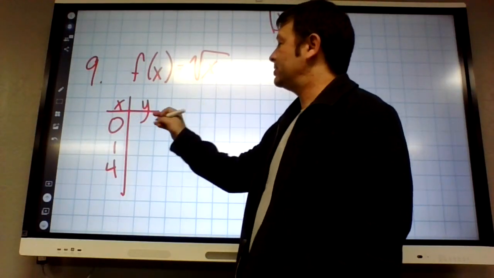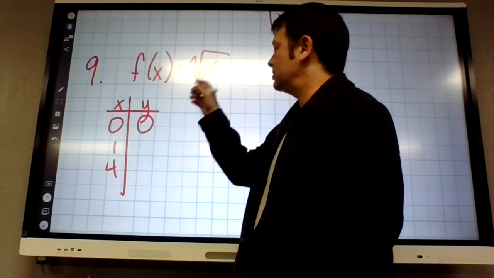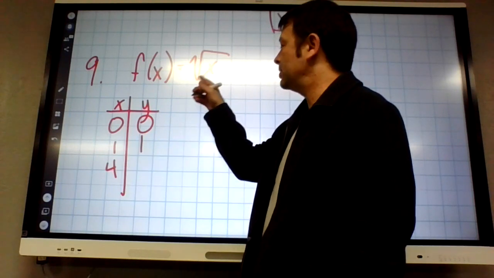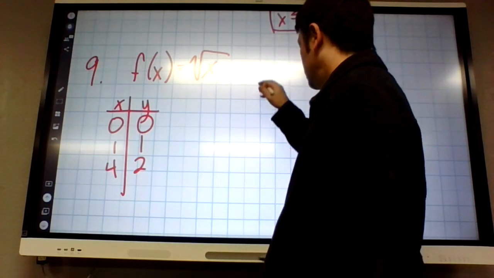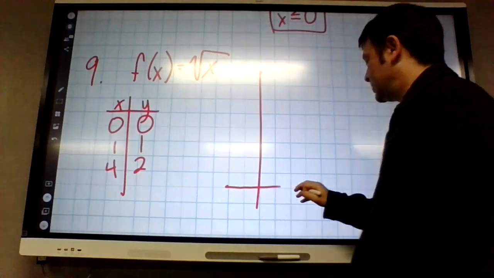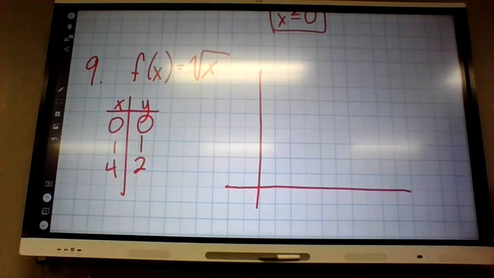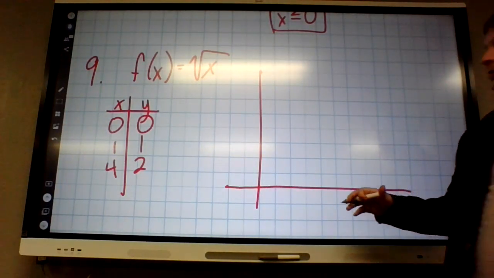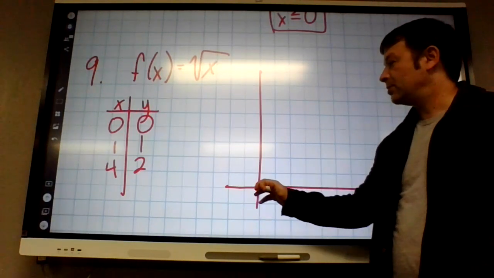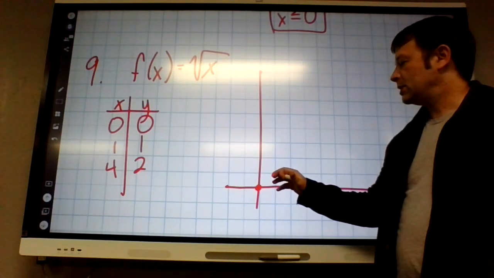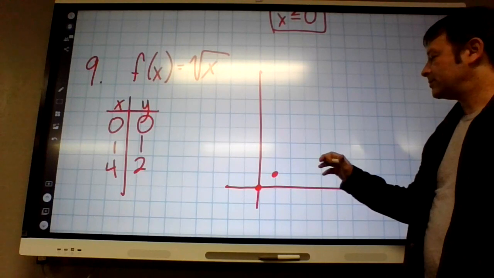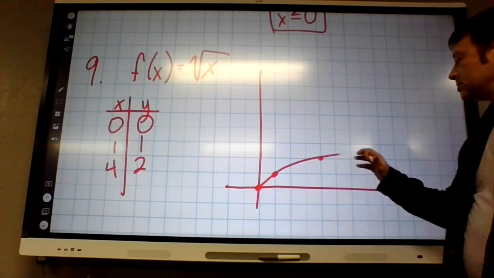Square root of 0 is 0. Square root of 1 is 1. Square root of 4 is 2. So when you make your graph, you might just draw it like that, because really we only need the first quadrant for this one. So we got 0, 0, 1, 1. You don't have to do that, I'm just saying. Save some space.